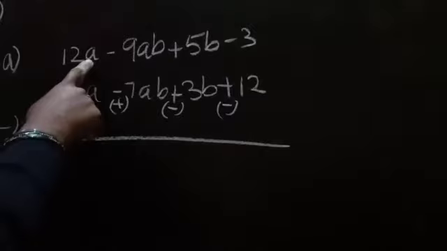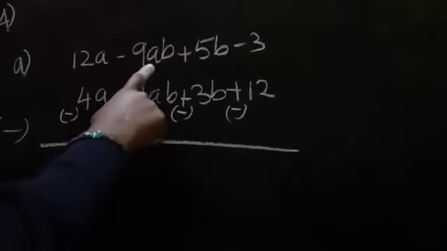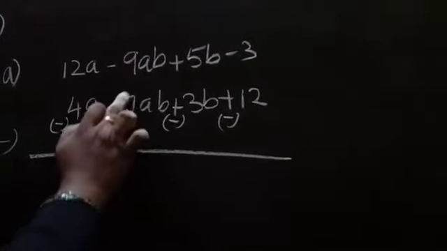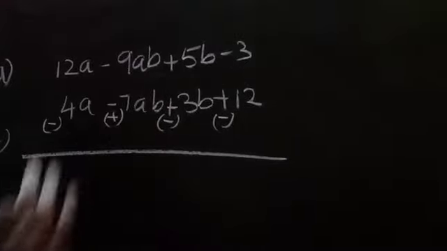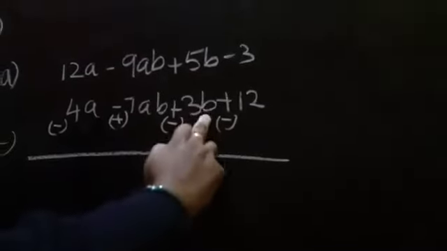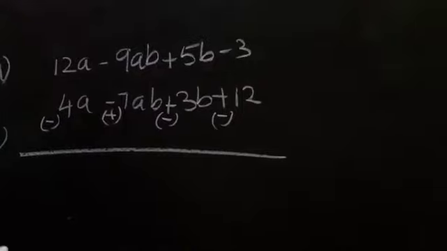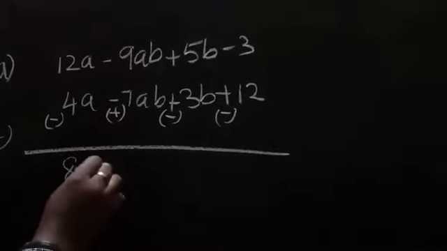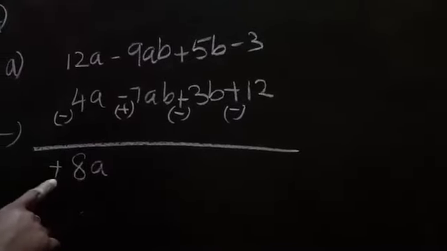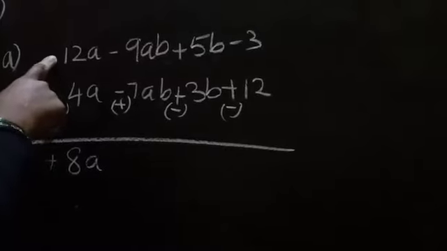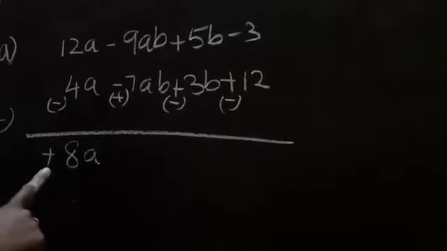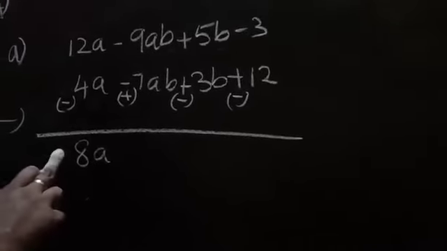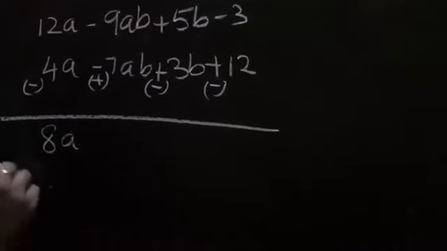Same terms, a term near a term, ab term near ab term. Suppose ab term is not there, then we have to put 0 ab or we can simply leave it in this place. Same terms near each other, we have to write the same variables. So 12a minus 4a, we'll get 8a which is plus. Why plus? Because the bigger number's sign is plus. No sign means it is plus. Here also if you want you can write it, otherwise no need to write plus. But minus is compulsory, we have to write it in the first place.